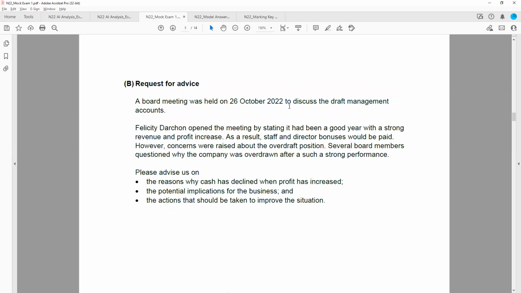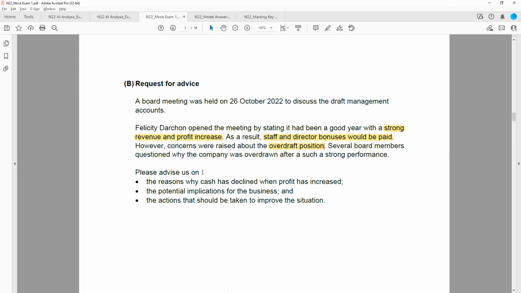There was a board meeting to discuss the draft management accounts. CEO says it's been a good year with strong revenue and profit increase. Absolutely agree with that. As a result, staff and directors' bonuses would be paid. Obviously, the criteria had been met for the staff bonus. However, concerns were raised about the overdraft position. Several board members questioned why the company was overdrawn after such a strong performance.